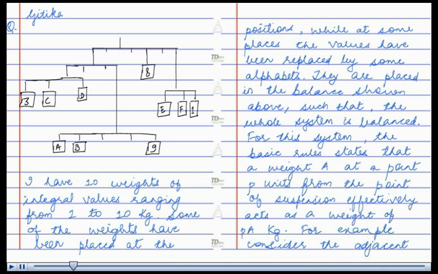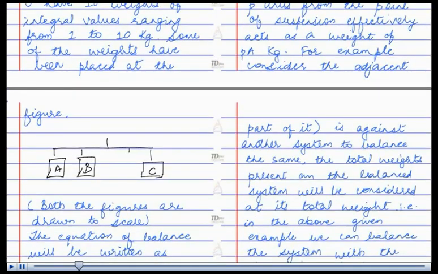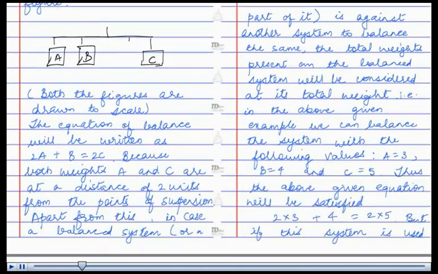For example, consider the adjacent figure. Both the figures are drawn to scale. The equation of balance will be written as 2A plus B is equal to 2C because both weights A and C are at a distance of 2 units from the points of suspension. Apart from this, in case a balanced system or a part of it is against another system to balance the same, the total weight present on the balanced system will be considered at its total weight.